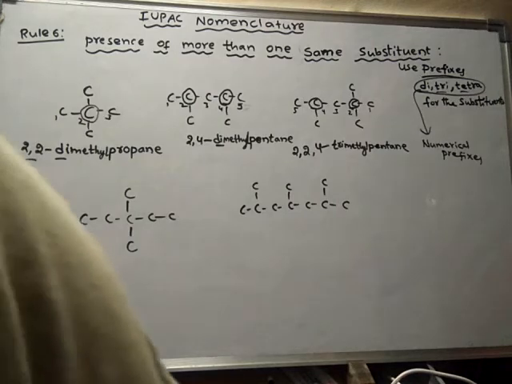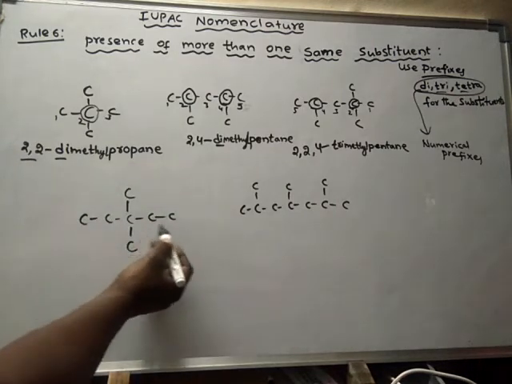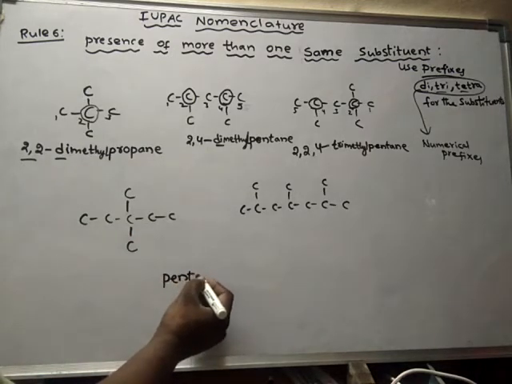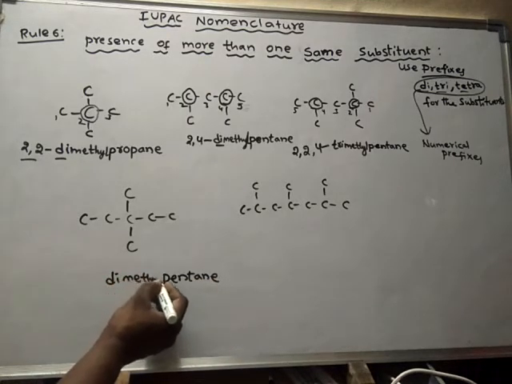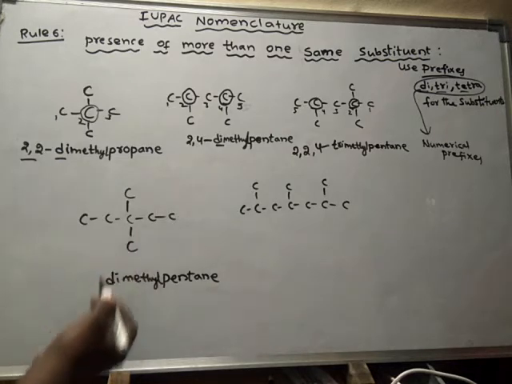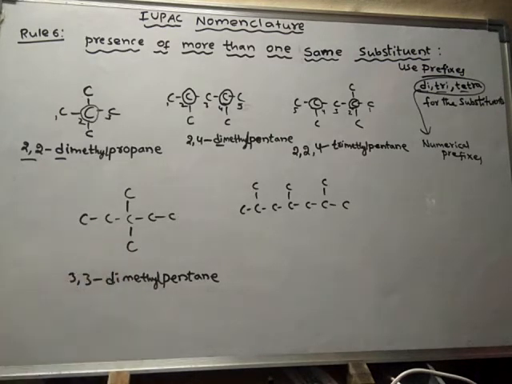Next, what is the name of this one? 1, 2, 3, 4, 5 pentane. Dimethyl pentane. So on third carbon, so 3,3-dimethylpentane.